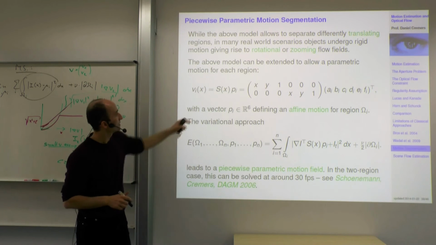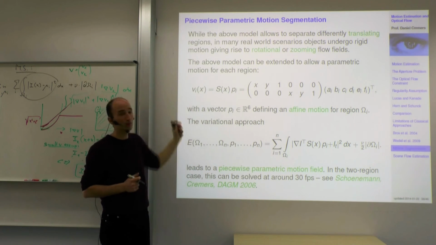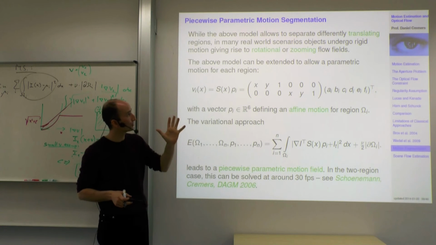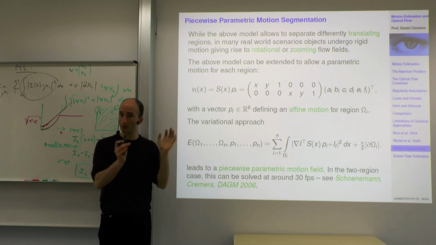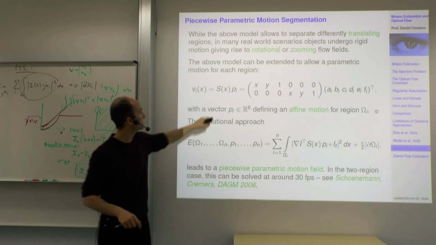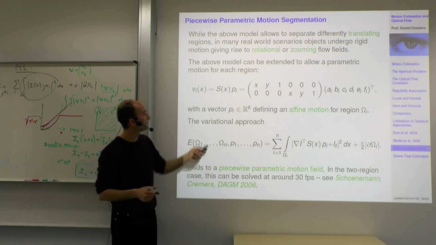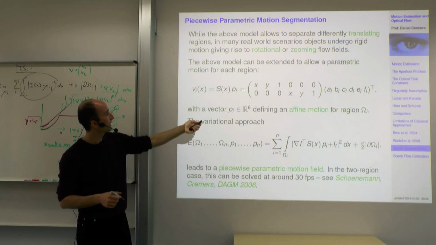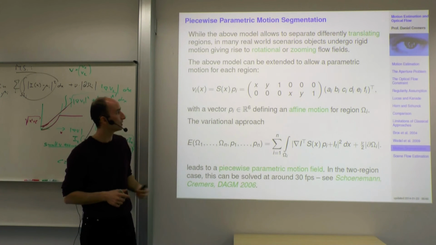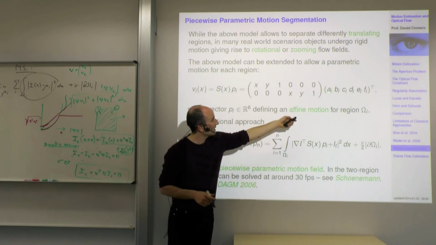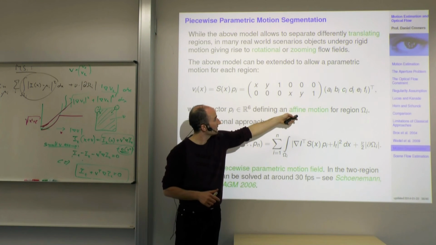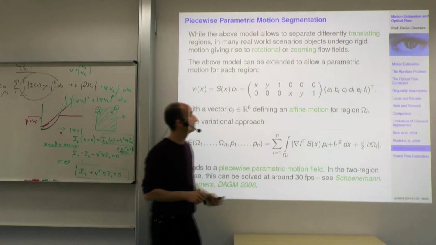You can generalize that. You can introduce other types of parametric motion for each region. For example, affine motion that includes rotational flow fields and zooming. If you move towards the camera or away from the camera, you have these divergent flow fields. And this is all included in such a parametric model. Right, so we have some matrix that is space dependent, S of x, let's call it, and 6 parameters, ai through fi, that model that motion. For example, if you set a, b, d, and e to 0, then you just have translational motion, because then you have 1 times ci, and here 1 times fi.